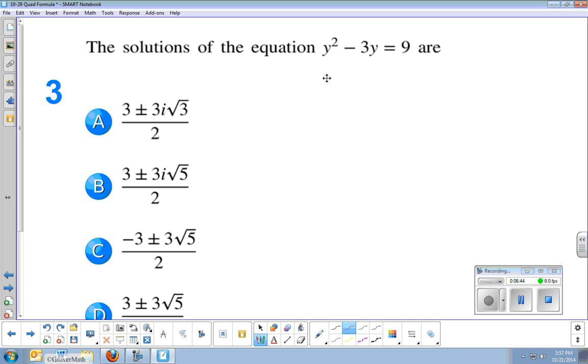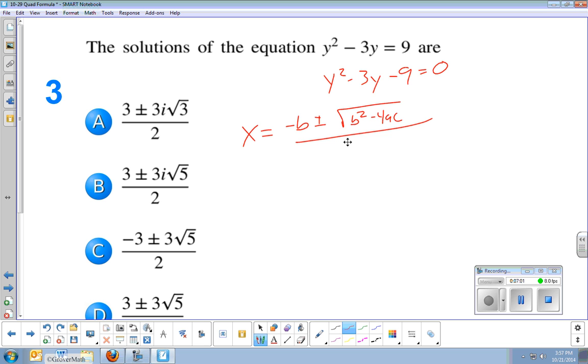So first of all, I said it's got to be set equal to 0 here. So y squared minus 3y minus 9 equals 0. x equals negative b plus or minus the square root of b squared minus 4ac, all over 2a. And I think you could actually Google quadratic formula song, and you'll find some songs about how to memorize this formula, but I am not going to sing for you on this video.